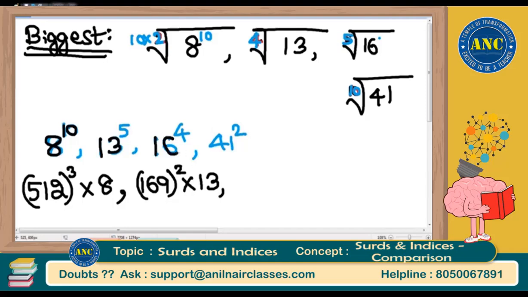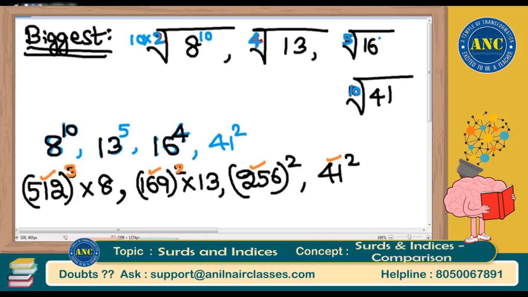Next, this is 16 power 4. 16 square is 256. I can write it as 256 whole square. 41 power 2, I will write it as it is, because I cannot do anything for this. Now, which among these 4 is greatest is the question. Now, think a little logically, sir. 512 is the biggest number out of 512, 169, 256 and 41. 512 is the biggest number, and 512 also has power 3. That 3 is also the biggest power out of the given powers. So definitely that should be the correct answer, right? That should be the biggest value, right?